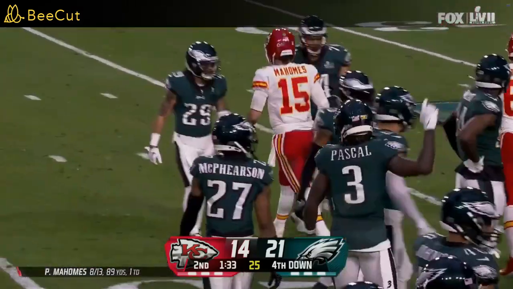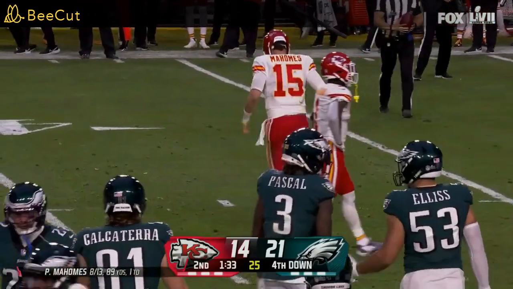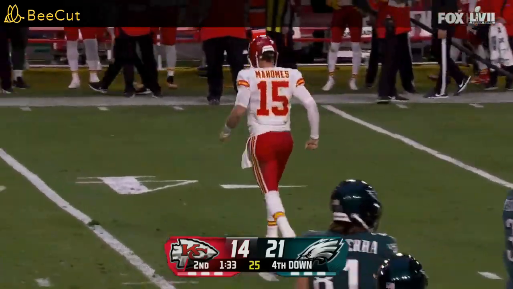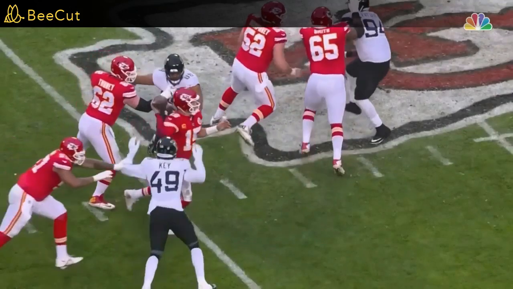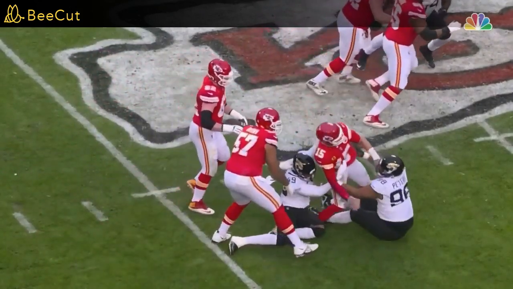Oh, boy. At the end of the first half, Patrick Mahomes was injured in the same foot that he had already been injured from 3 weeks ago in the game against the Jaguars. Mahomes had a high ankle sprain, also called a syndesmosis injury, in his right foot.